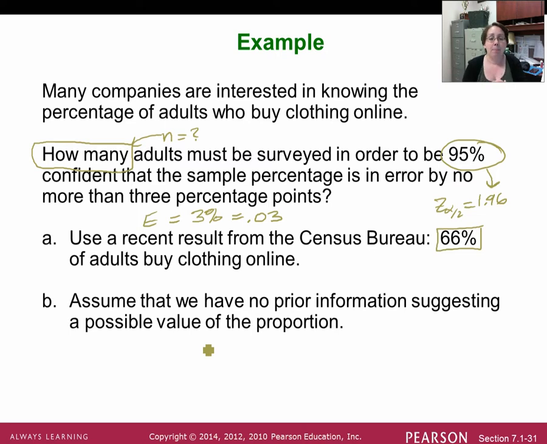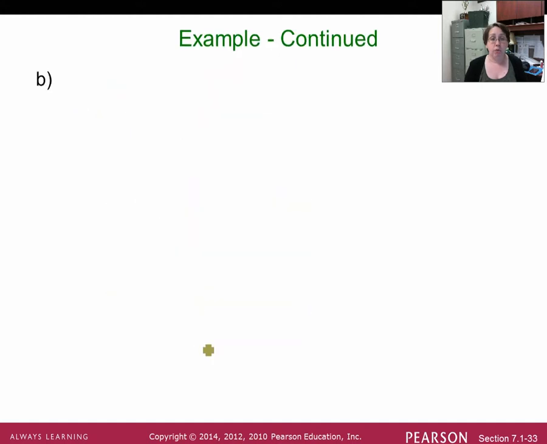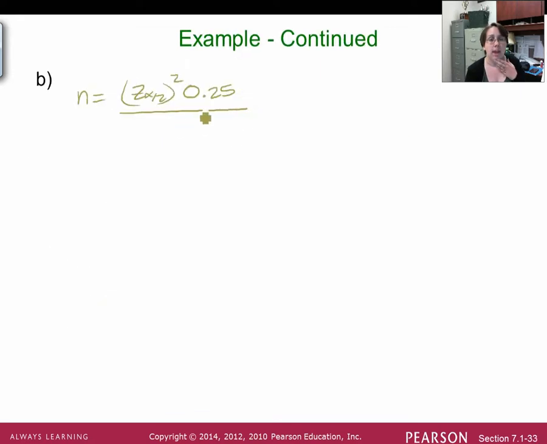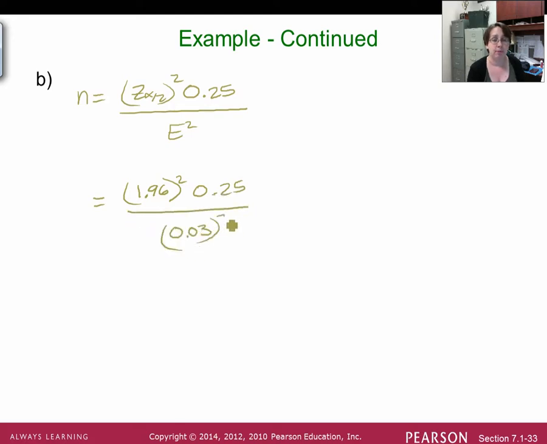Okay? Part B is a little different. Assume that we have no prior information suggesting a possible value of the proportion. No p hat, no q hat. So for part B, you have to use the other formula for n. So we still have z alpha divided by 2 squared, but instead of p hat and q hat, you're going to use 0.25. Yes, 0.25. And then on the bottom, you're going to have the e squared. Z is still 1.96. Don't forget to square it. Times 0.25. Divided by e, which is still 0.03. Nothing's changed except for your p hat and q hat.